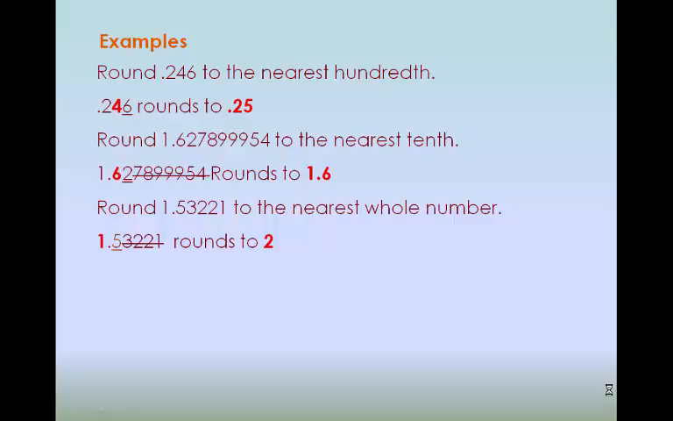If you rounded the number 1.53221 to the nearest tenth, it would be 1.5. So you don't ever want any number after the digit that you rounded it to.